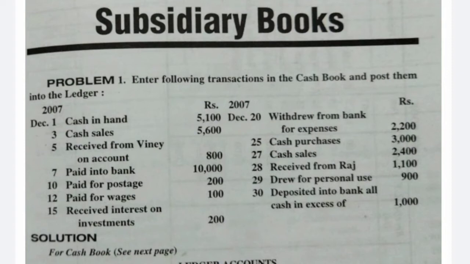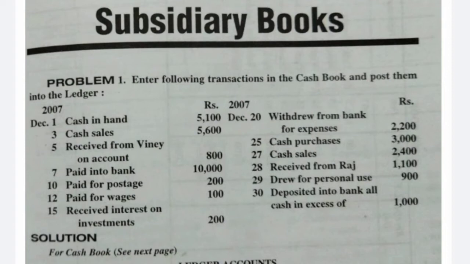So here the cash is on the debit side, so cash account debit to interest received account. To interest account will come in the cash book debit side, to interest on investments received 200. And if we prepare the interest on investments ledger account, since the interest received is on the credit side, we will credit the cash account in the interest ledger.